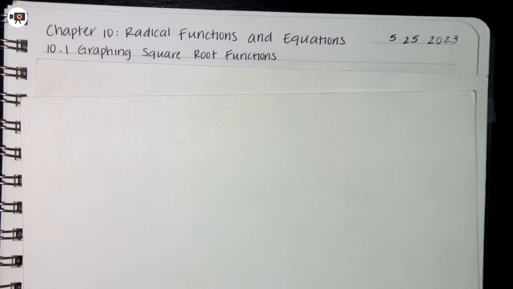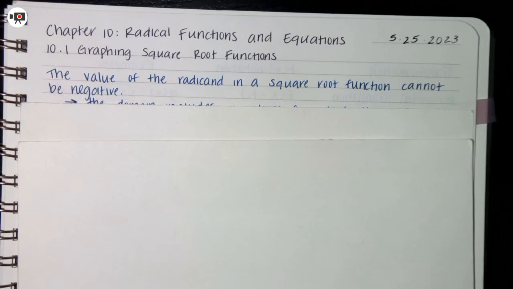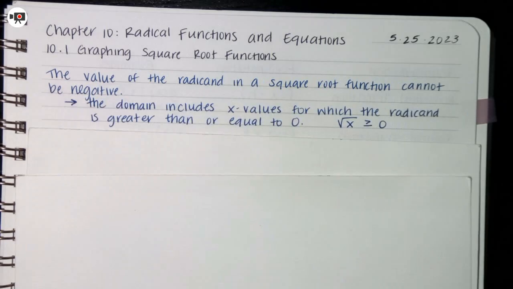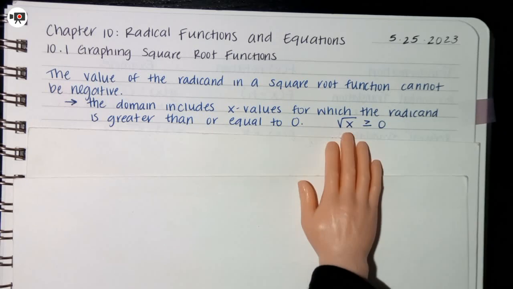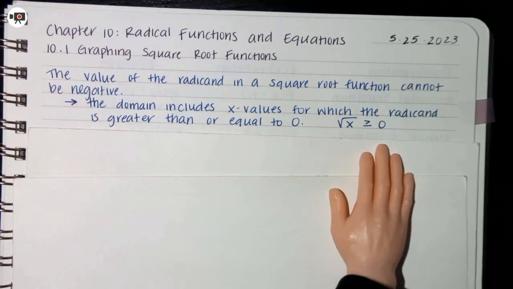This is 10.1, graphing square root functions. The value of a radicand in a square root function cannot be negative. That means the number inside the square root cannot be negative. The domain includes any x values for which that radicand would be greater than or equal to 0. So whatever's inside that square root must be positive. It can also be 0.